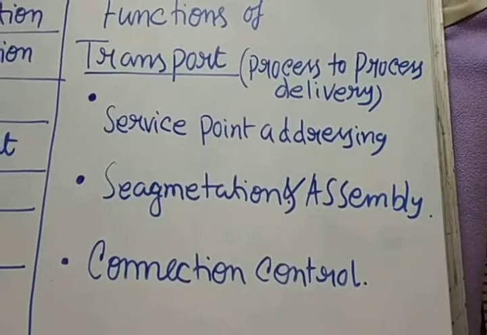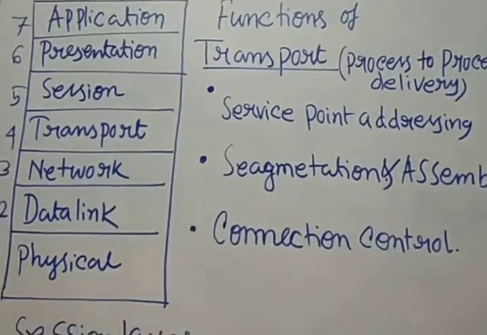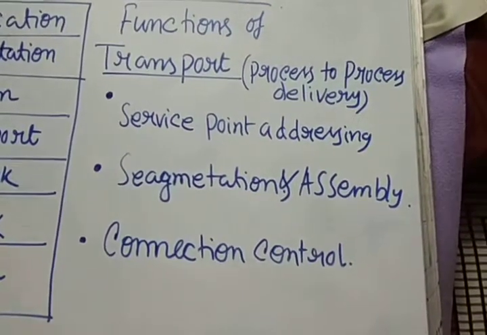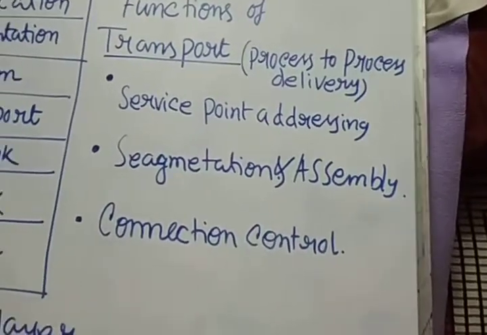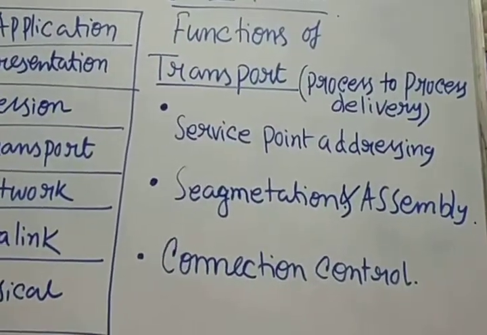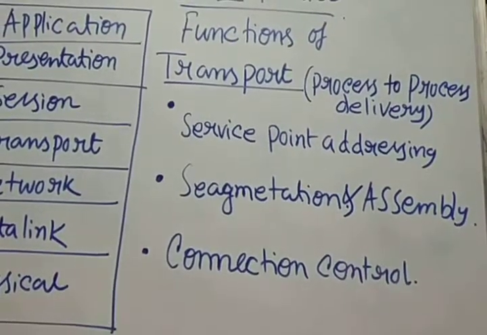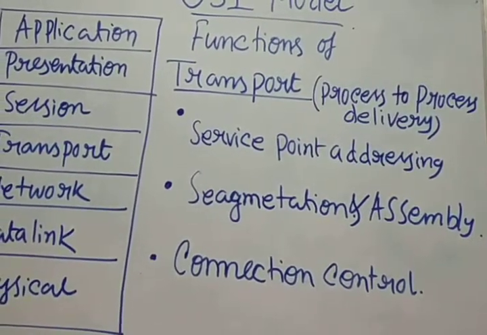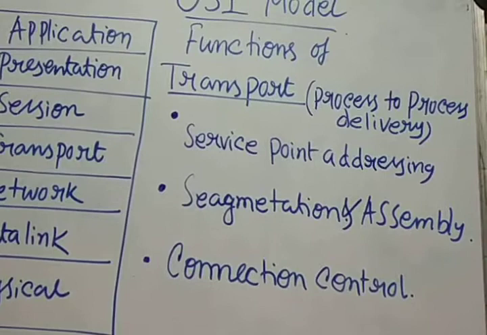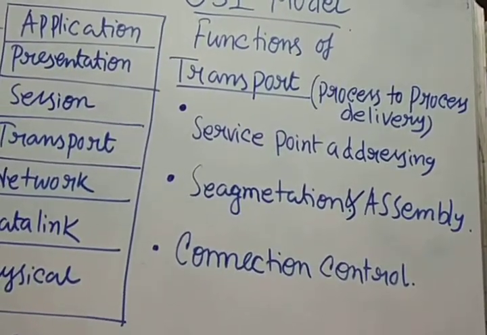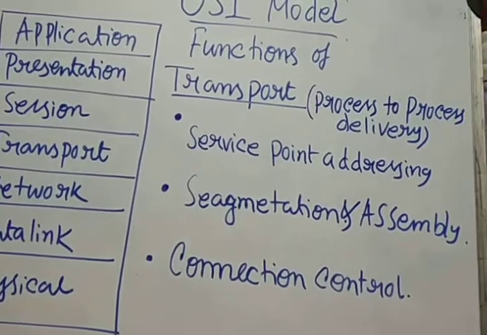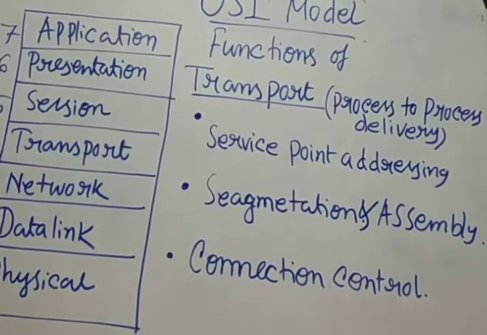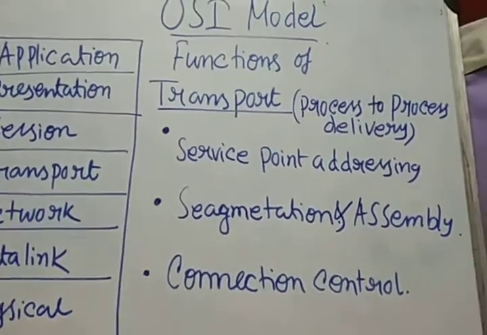The transport layer is actually the fourth layer from the bottom. The function of the transport layer is process to process delivery. Now what is a process? In a computer, an active program is called a process. Whenever there are so many programs in a computer and we click on one, initiating it, at that time it is a process. So it is called process to process delivery. That means in a computer there are different types of processes running, and the exact process with which I want to communicate is detected by this transport layer.